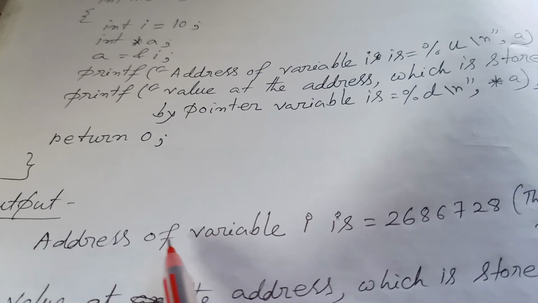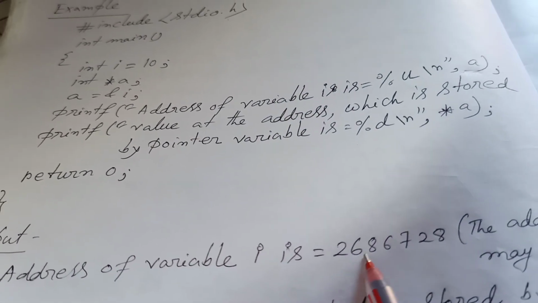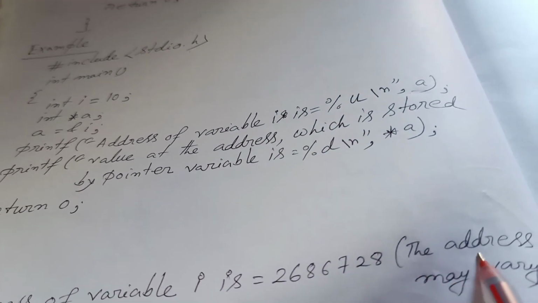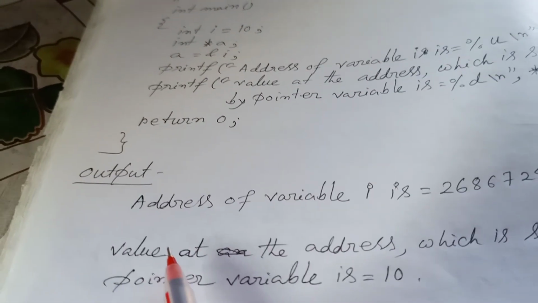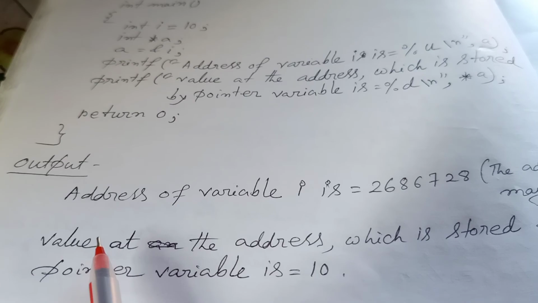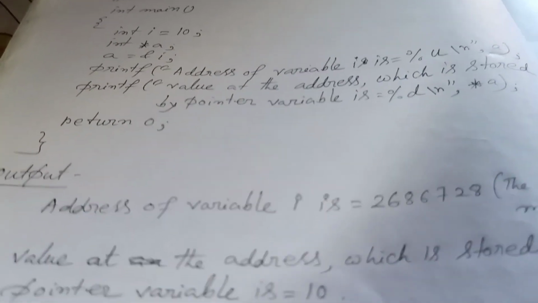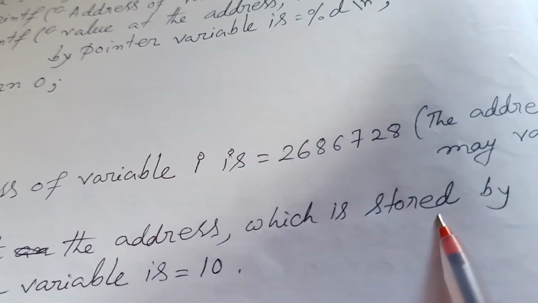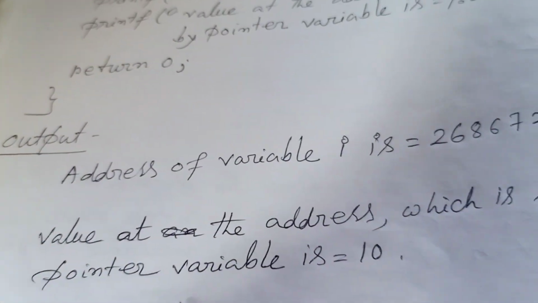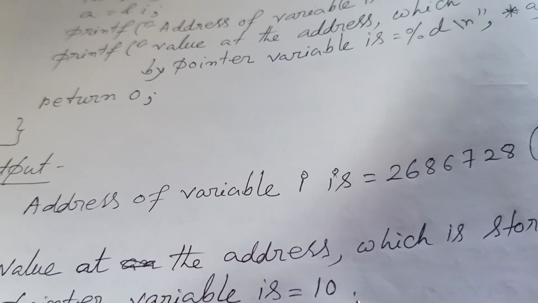Now let's see the output of this example. What would be the output? Address of variable i is 2686728. This address value may vary from one computer system to another. Now the value at the address which is stored by the pointer variable is 10.